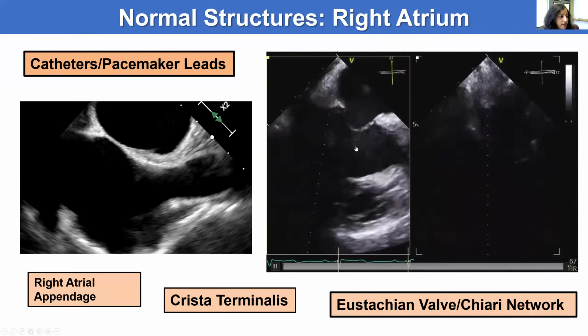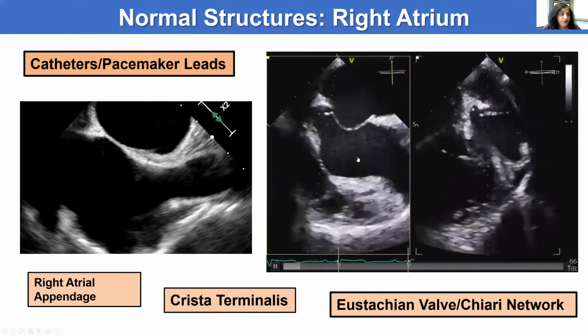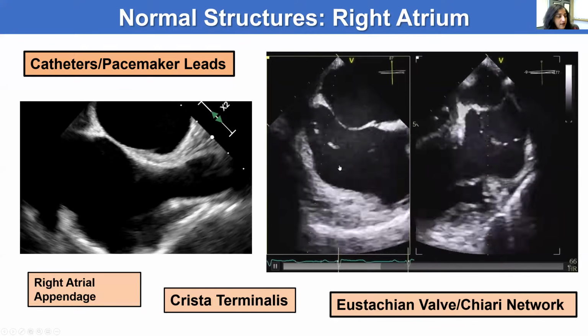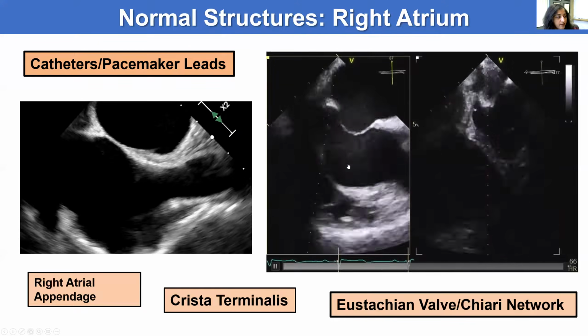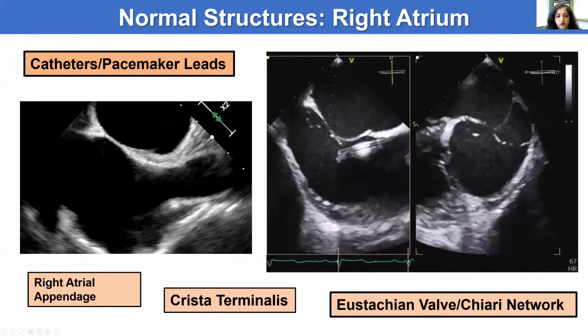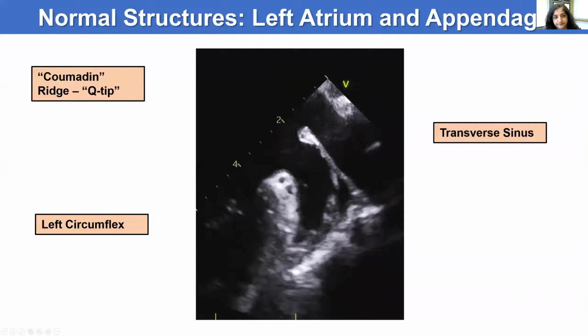Catheters and pacemaker leads in the right atrium are very common. It's good to know before you start a TE what the patient has in their right atrium. Thrombi, vegetations, and echo densities can be seen on these, and so these should also be interrogated in their entirety.